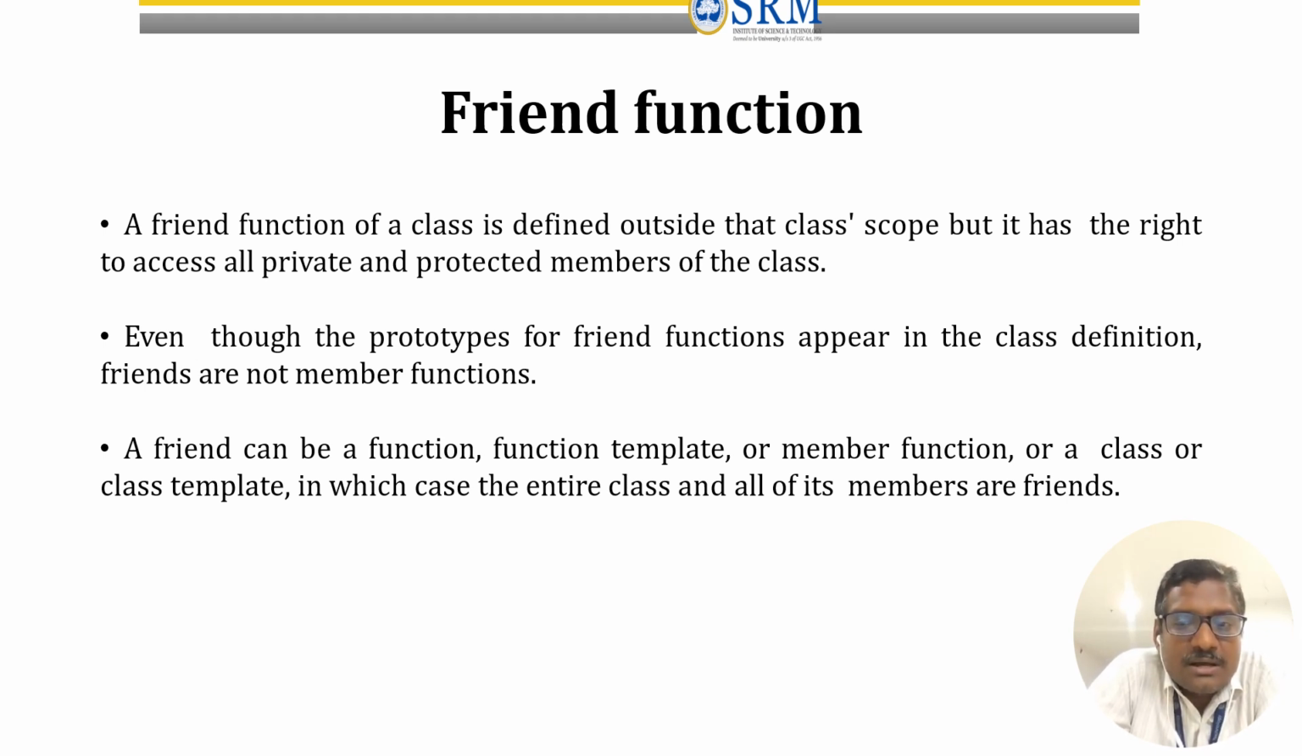What is the OOPS feature? Private members cannot be accessed outside the class. Whereas a friend function has the right to access the private data member. As a result, it's violating the OOPS feature.